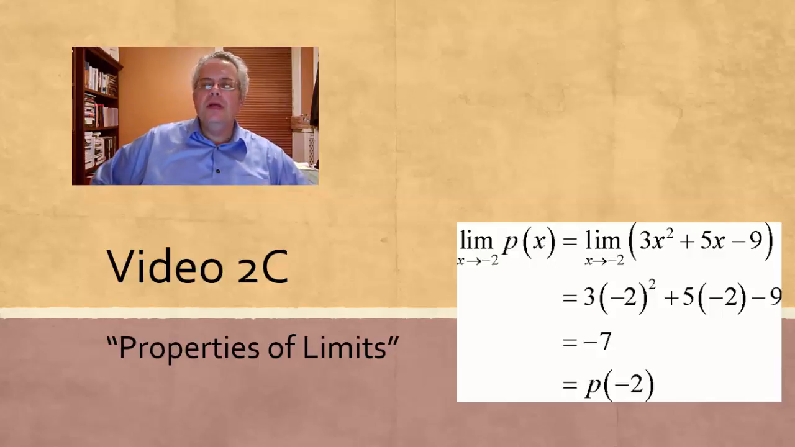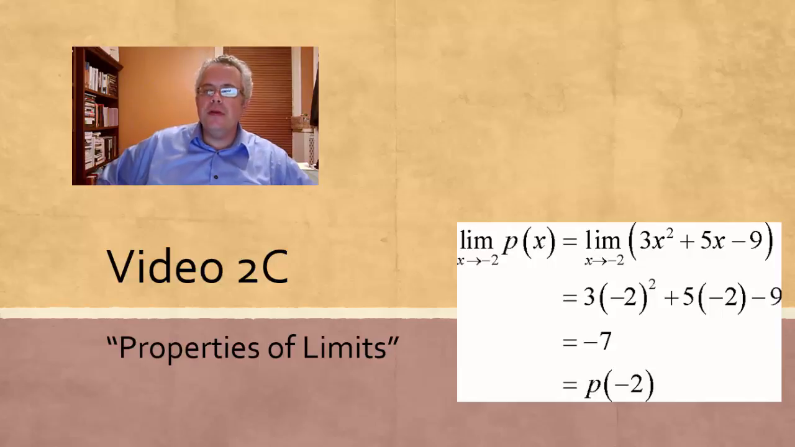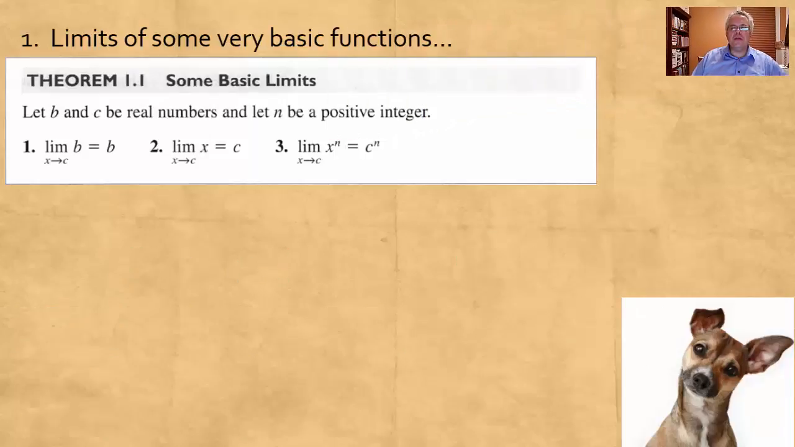This is Mr. Miller, and today we're going to talk about properties of limits. And we're going to talk about how to find limits of some very basic functions like polynomial functions and rational functions. Okay, here we go. First, some very basic functions. This is copied from the book. We're in section 2.2. I think this is 2.3 actually. Some basic limits. It says let b and c be real numbers and let n be a positive integer. I just want to explain what these mean.